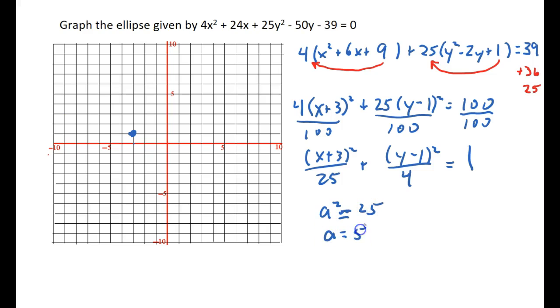Okay. A squared is 25. That means a is 5. It's underneath x, so I'm going to go 5 in the horizontal direction. 1, 2, 3, 4, 5. Counting from the center, of course. And then I'm going to go to the left. 1, 2, 3, 4, 5. B squared is 4. That means b is 2. I'm going to go from the center up 2 and down 2. So here's my ellipse.